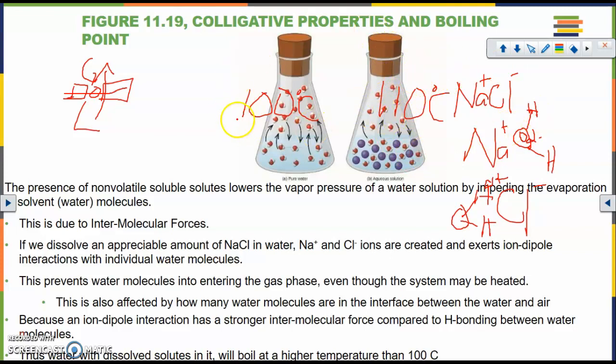Now, why does silver hydroxide, in this case, not affect the boiling point of water? The reason is that silver hydroxide is going to settle on the bottom and it will not interact appreciably with water molecules, or break the interface between the gas and liquid phase. All right, so that is one of the explanations why water that has something soluble in it will boil at a higher temperature.